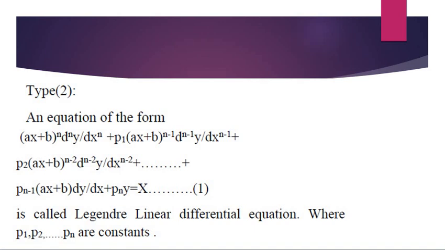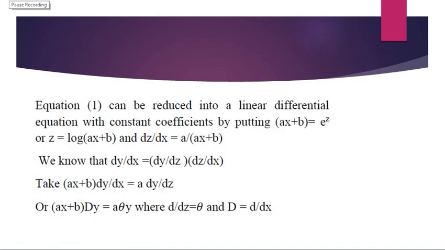Here p1, p2, etc. pn are constants. The given equation can be reduced to a differential equation with constant coefficients by putting ax plus b equal to e power z, or z equal to log of (ax plus b), and therefore dz by dx is a by (ax plus b). We know that dy by dx is dy by dz into dz by dx. Here we will take (ax plus b) dy by dx as a dy by dz, that is, (ax plus b) D y is equal to a theta y, where theta is d by dz and D is d by dx.